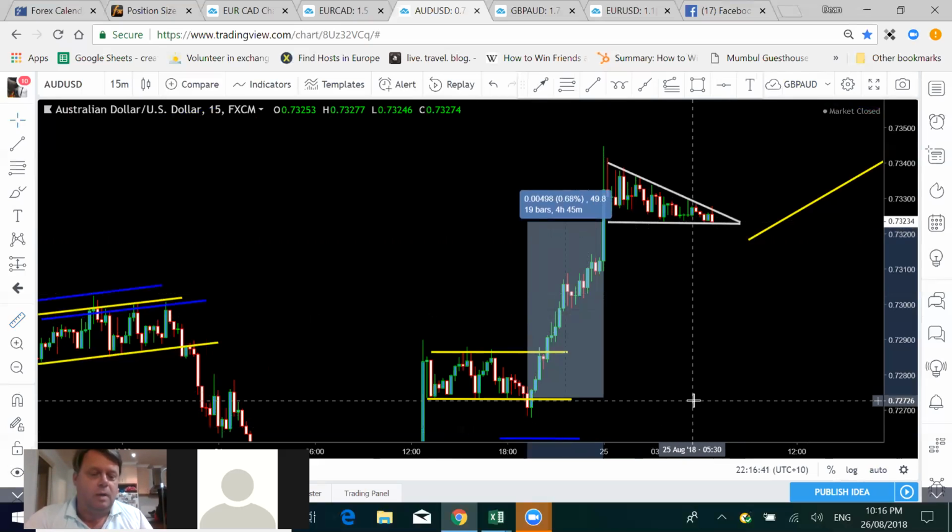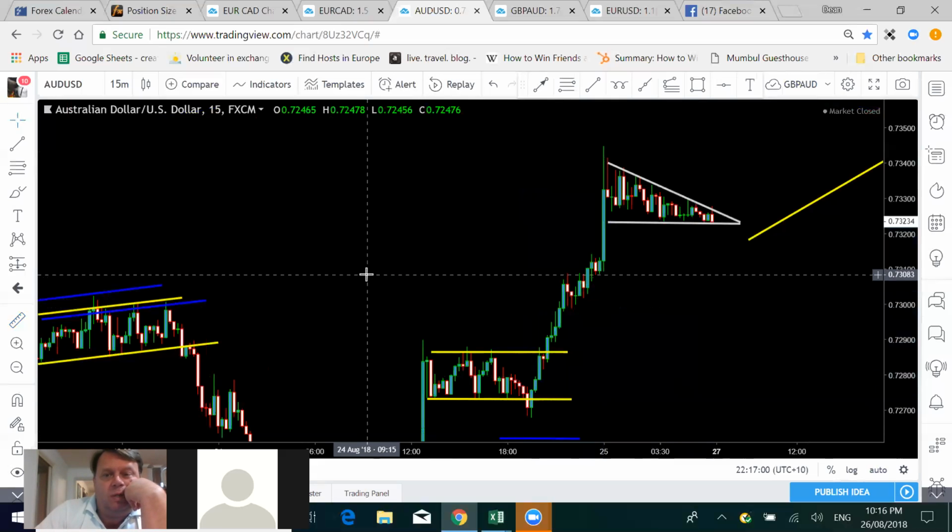So with a 15 pip stop loss, you can have a good lot size position. It says 0.01. You don't need to do 0.01 because you're only risking 15 pips, not 30, 40 pips. So that's really what he does.